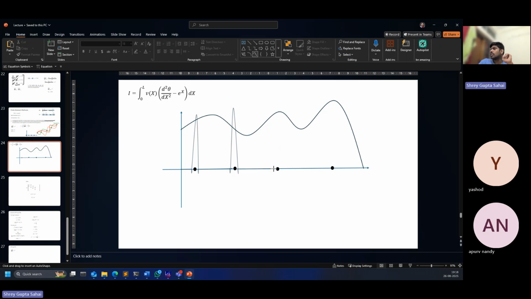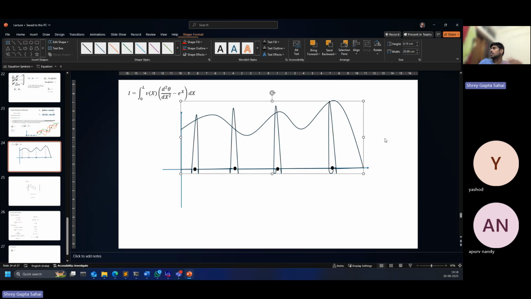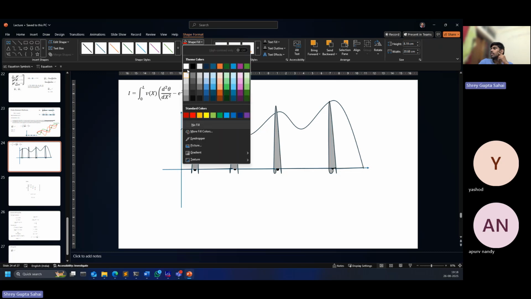But by now you must have gotten the idea. If my V looks something like this, do you agree that I'll get a good solution? At least at these points, my solution will be correct. What do you think? I'll try to shade fill it.